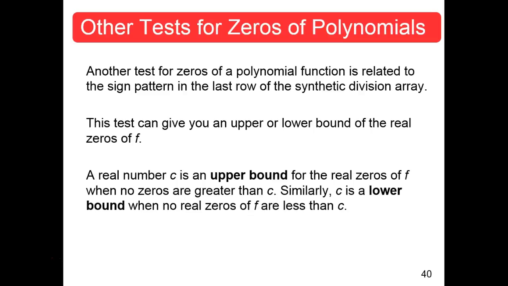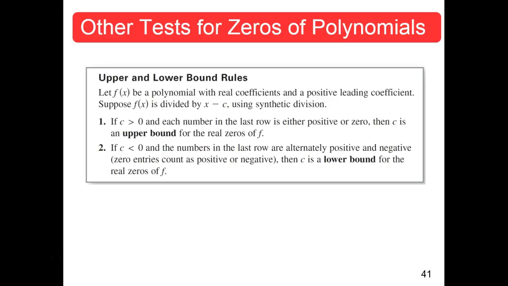Another test for polynomial functions is related to the sign pattern of the last row in synthetic division. That test can give you an upper or a lower bound of the real zeros of f. A real number c, that you use in synthetic division, is an upper bound for the real zeros of f when no zeros are greater than c. Similarly, c is a lower bound when no real zeros are less than c. They're just giving you the definitions.